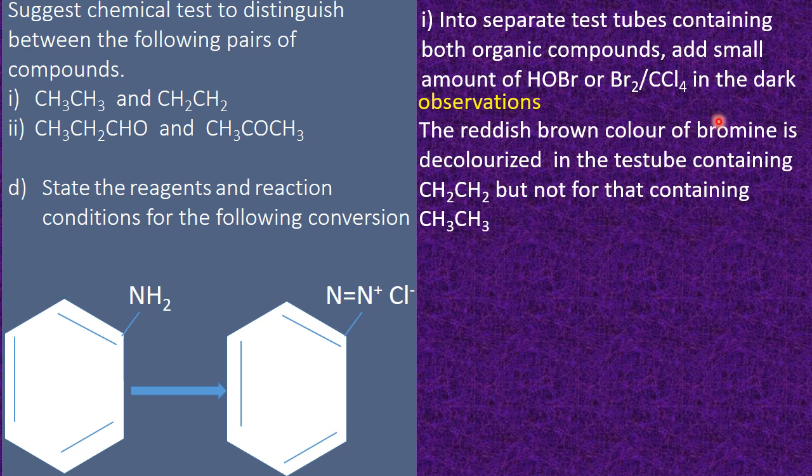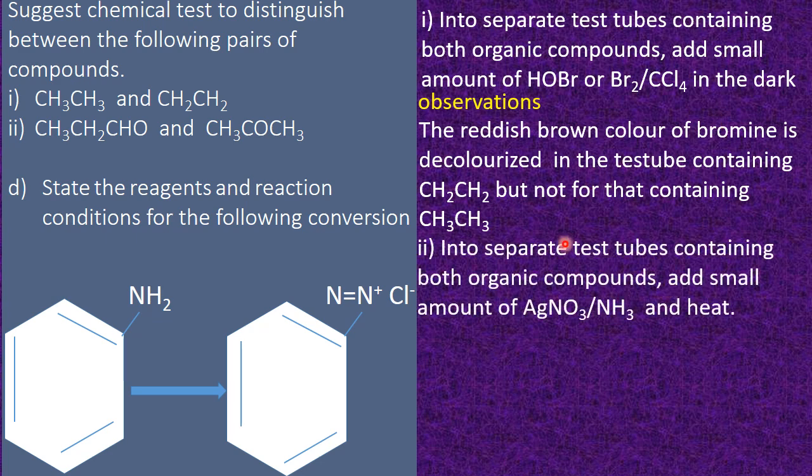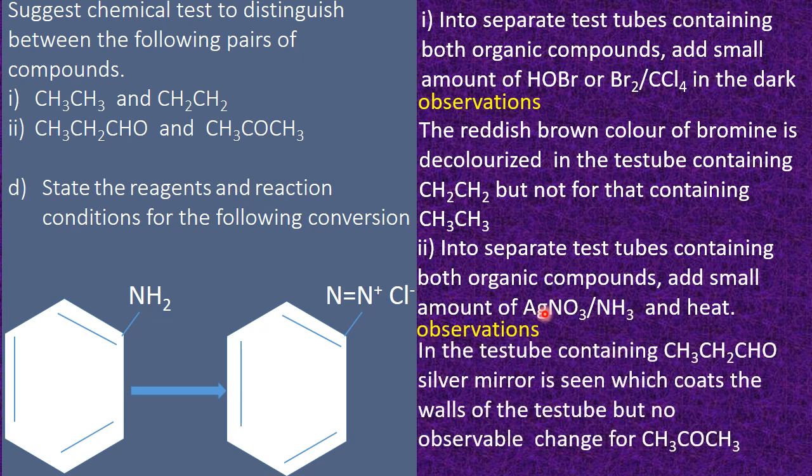So in such a case now, guys, we are simply going to use the silver mirror test. Into two separate test tubes we are going to add small amounts of silver nitrate, that's ammoniacal silver nitrate, to be specific, and we heat it, guys. Very important, we heat. What will be our observations, guys? We are definitely just going to see, in the test tube containing propanal, the silver mirror which coats the walls of the test tube, but no observable change for the CH3COCH3. Great.